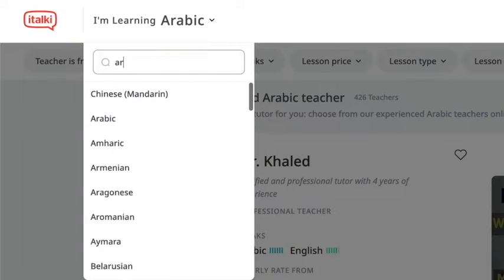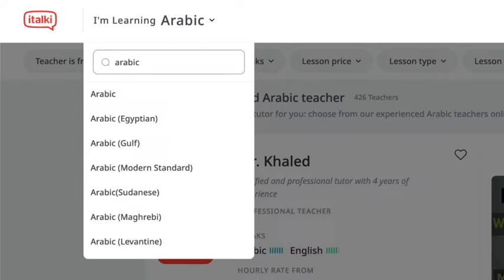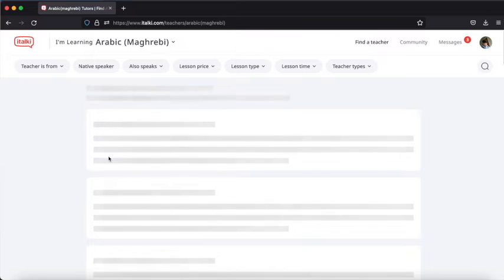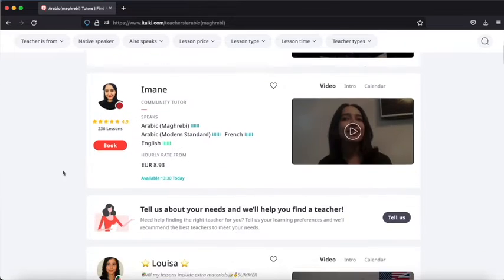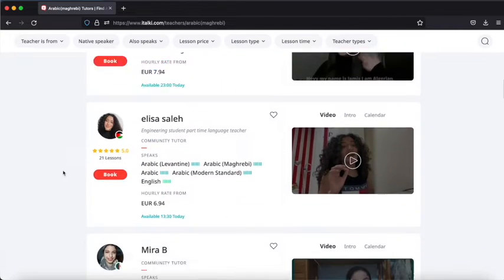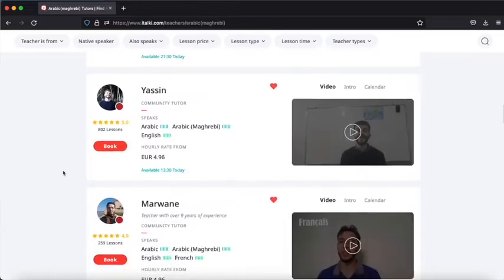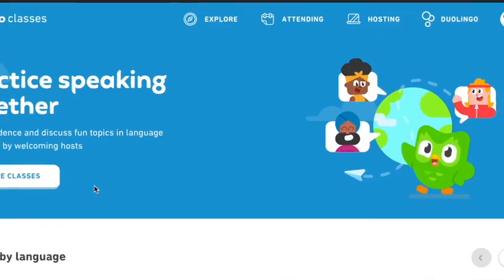So for example, let's say you want to learn Levantine Arabic, but you specifically want to learn, I don't know, Lebanese Arabic as opposed to Jordanian Arabic. You can actually filter to find teachers who teach Levantine Arabic but specifically are from Lebanon and will have the Lebanese accent. However, if you can't afford language classes, there is a way around it in most cases, and that is to go to Duolingo and try out their new classes feature.